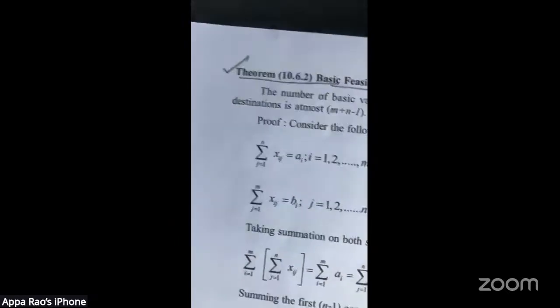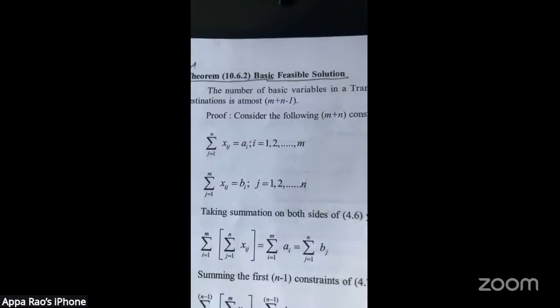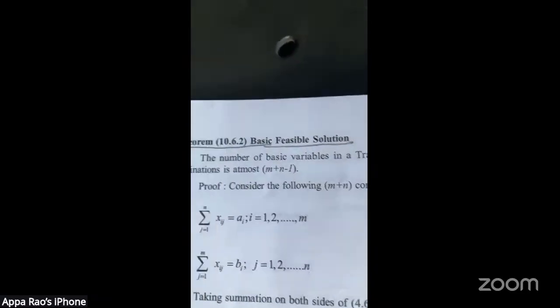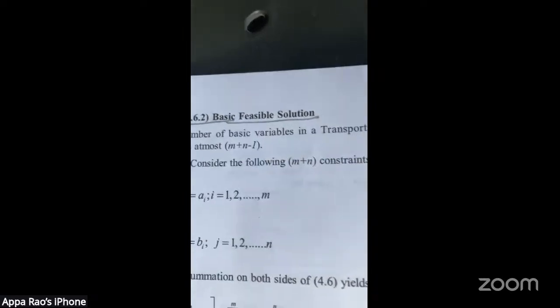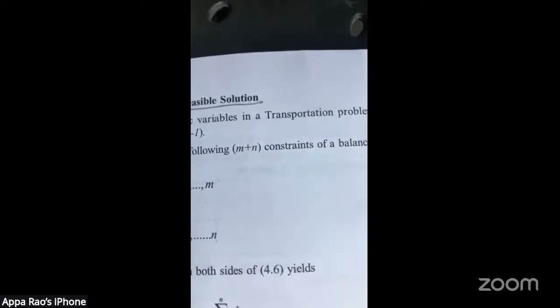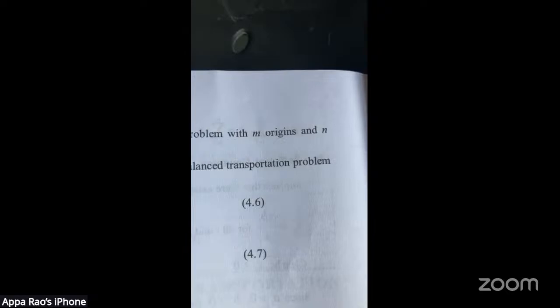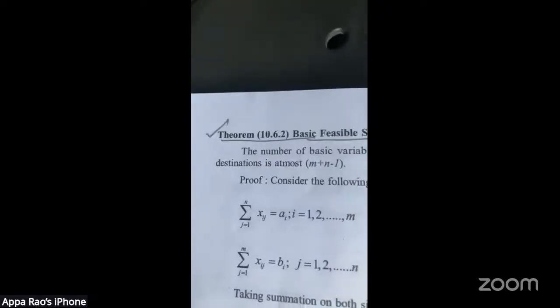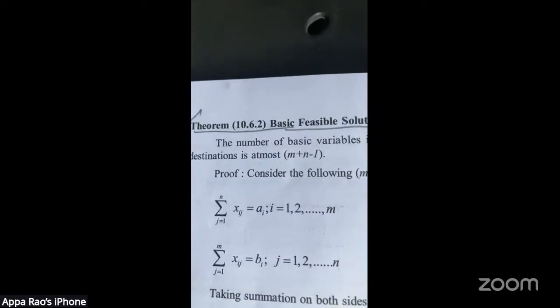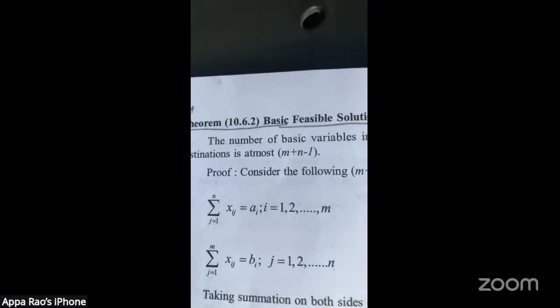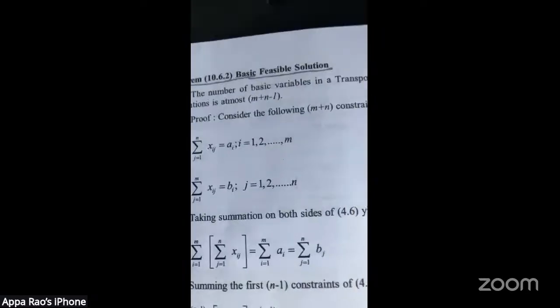The basic feasible solution. What are the basic feasible solutions? Here the number of basic variables in a transportation problem with m origins and n destinations is at most m plus n minus 1. Proof.